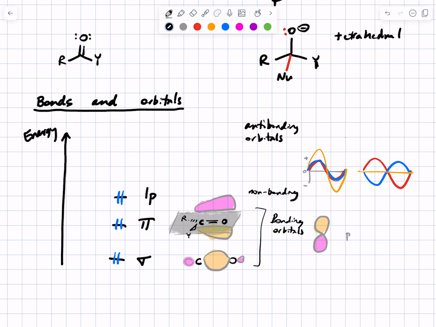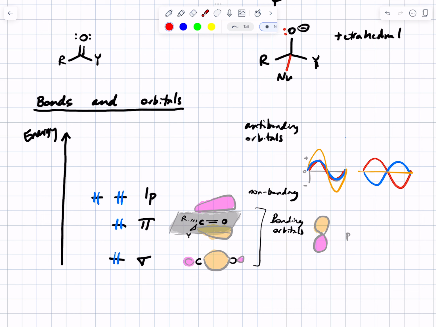Go ahead. Sure, there are two lone pairs in the oxygen. So we could draw two of them, yeah. I was going to not do that in the same way that I didn't draw one for all the sigma bonds, but it's fine. Yeah.